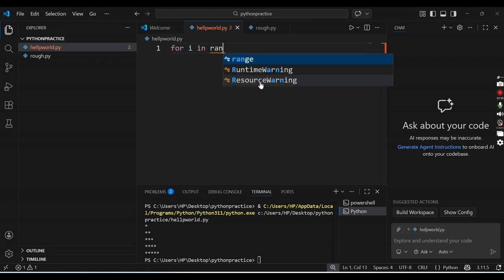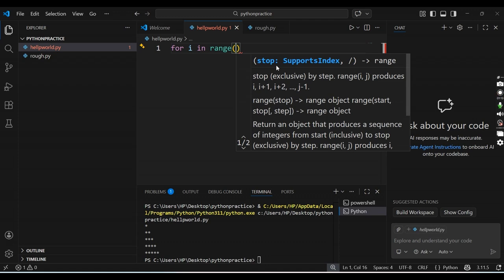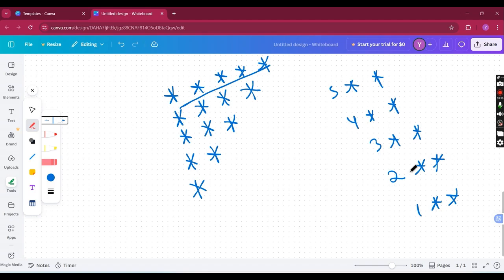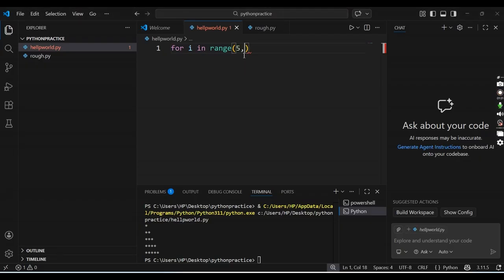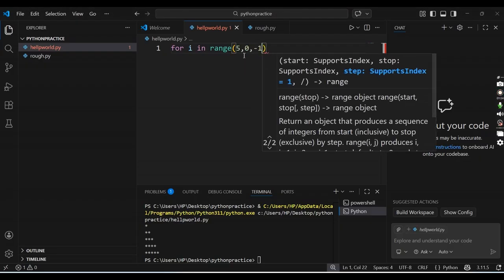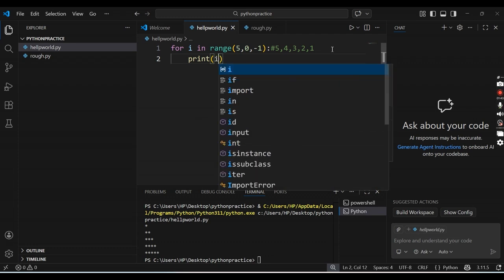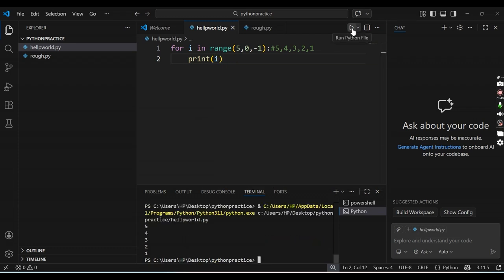If we write for I in range, and we want 5 as the first value, then we simply put 5. The last value we want is 1, so we put 0 here, and we step down by -1. It simply means at first we will get 5, then 4, 3, 2, 1, and when it comes to 0 it will not execute, because the second number is not included. If you print I, the output will be 5 4 3 2 1. So at first you should know that.